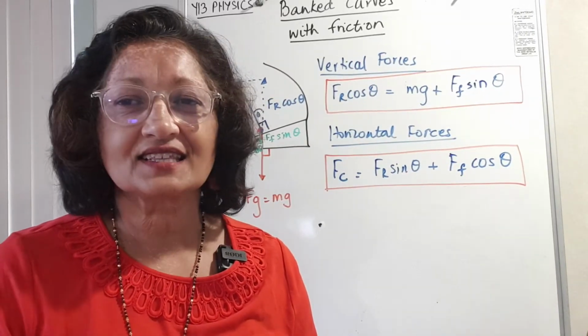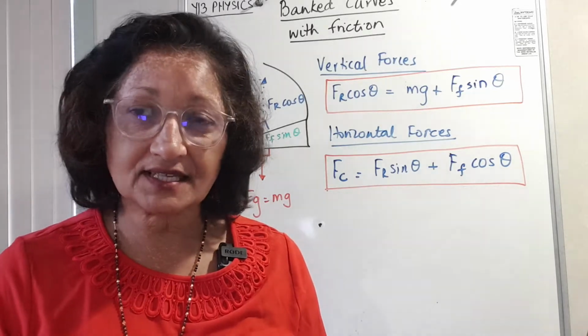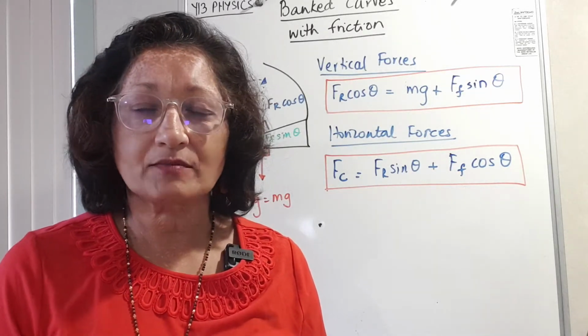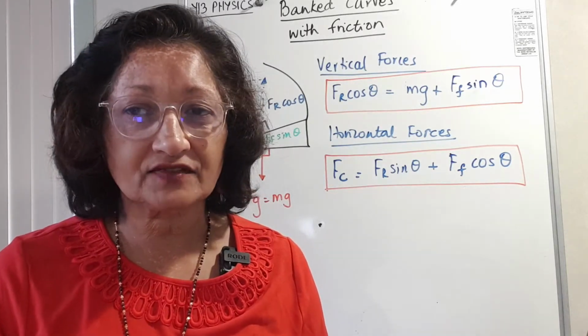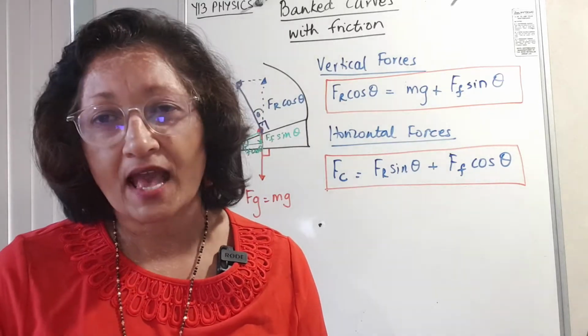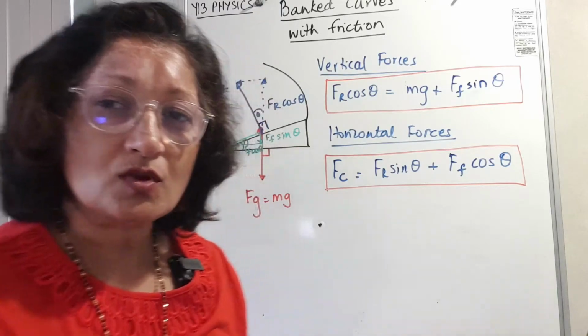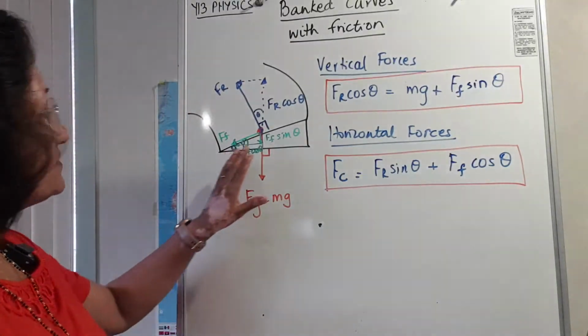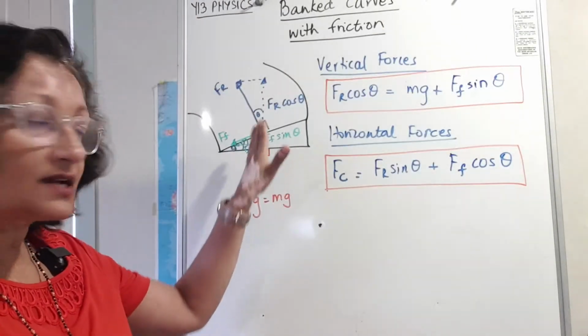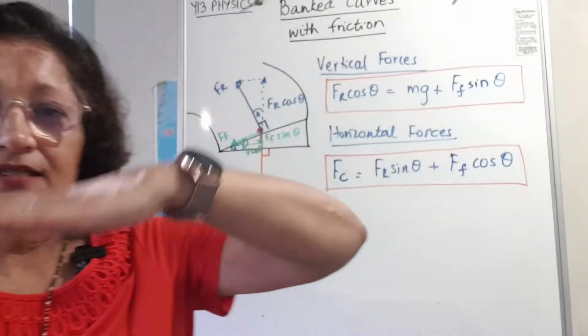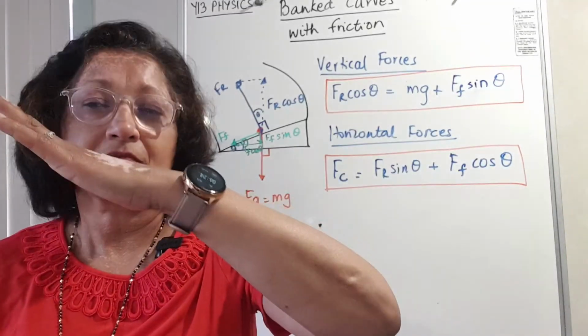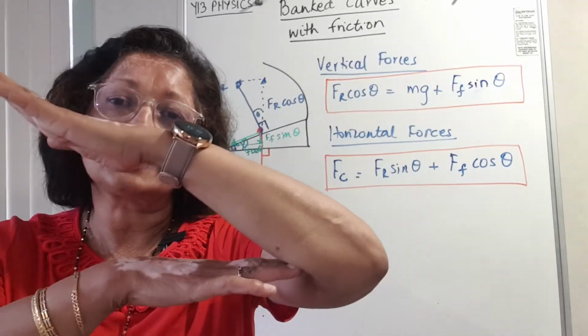John's lesson. This is for Year 13 Physics, Mechanics, and I am looking at banked curves but where there's friction involved, and how do you solve a problem when there's friction as well. So what I have here is the diagram of something going around a curved path, but the surface of the road is not flat, but it is banked at an angle.